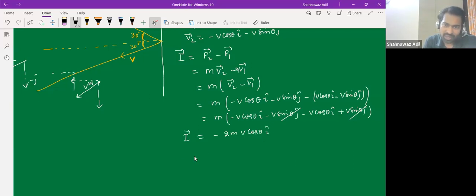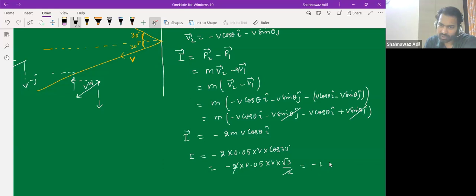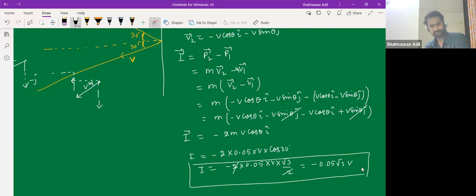So the magnitude would be how much? This would be minus of 2, m is 0.05, v, and cos of 30. Cos of 30 is how much? Root 3 by 2. So minus 2, 0.05 v and root 3 by 2. This cancelled, and we have minus 0.05 v root 3. This is the impulse. Okay, is this clear, guys?